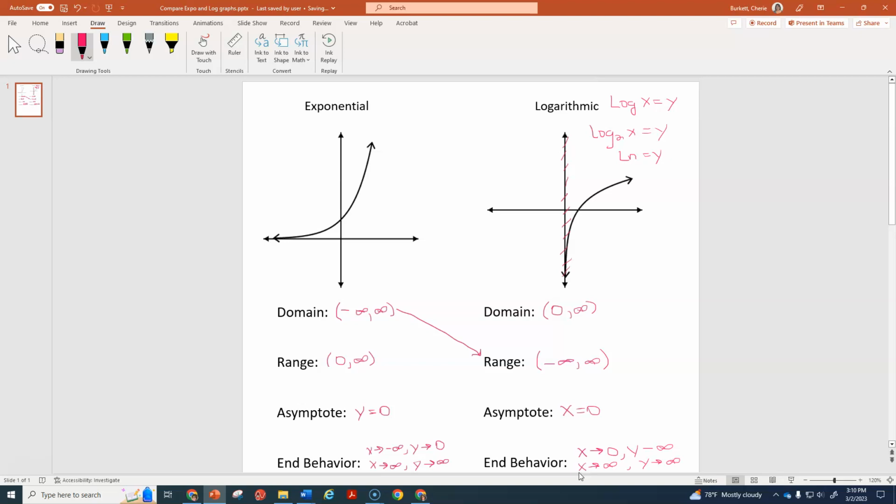I left off my arrow somewhere. Okay, so as I approach my vertical asymptote, my graph goes to negative infinity. And then as I go toward positive infinity on the right side of the x-axis, my graph goes up. So everything switched. Domain became range, range became domain, horizontal asymptote became a vertical asymptote, and my y approached my asymptote, and now my x approaches my asymptote.